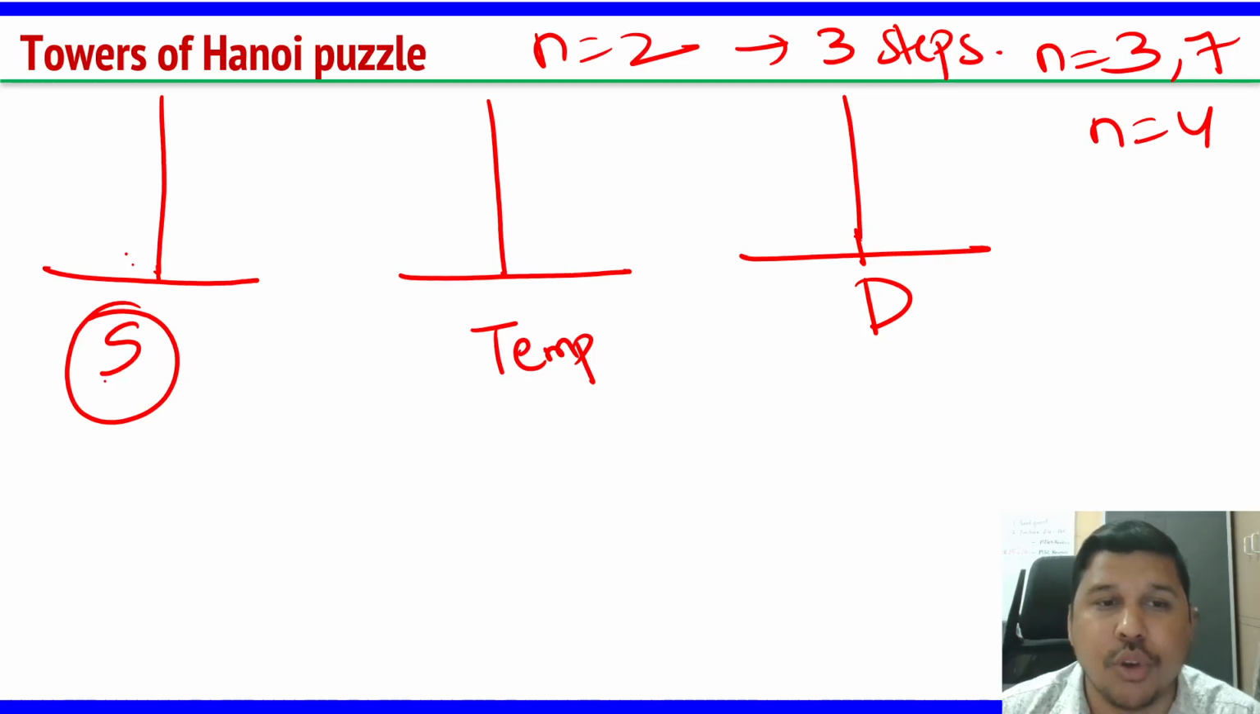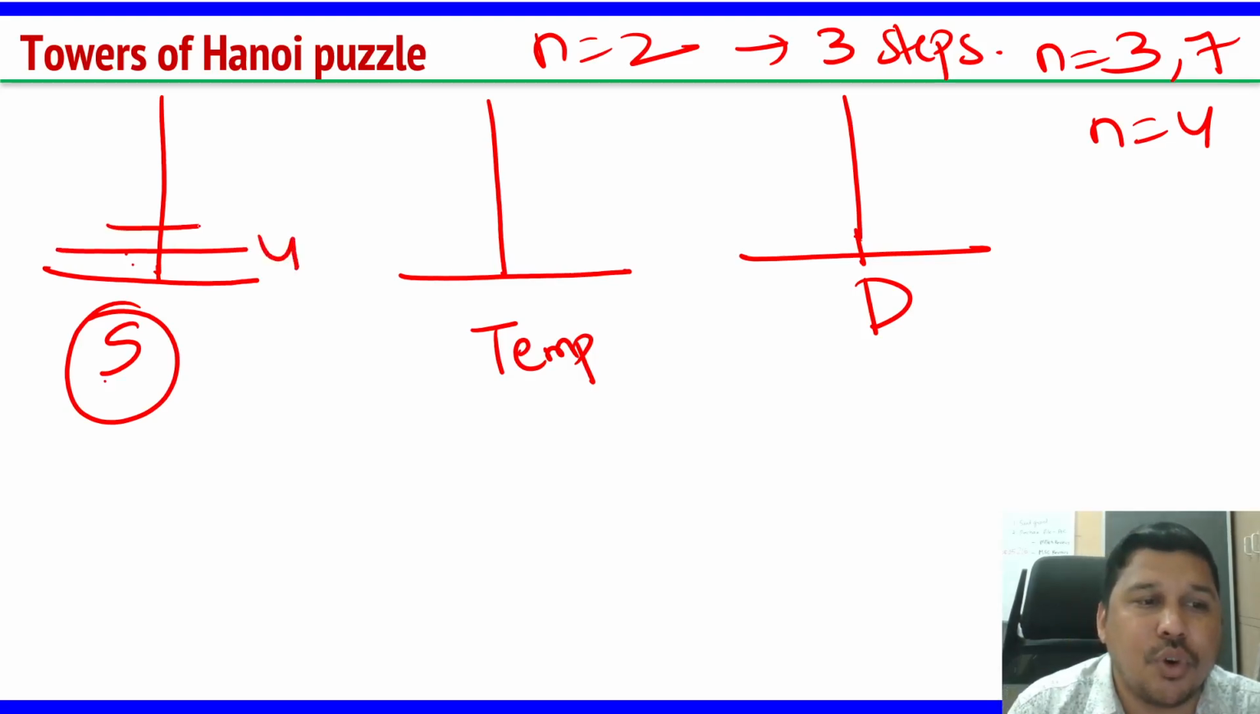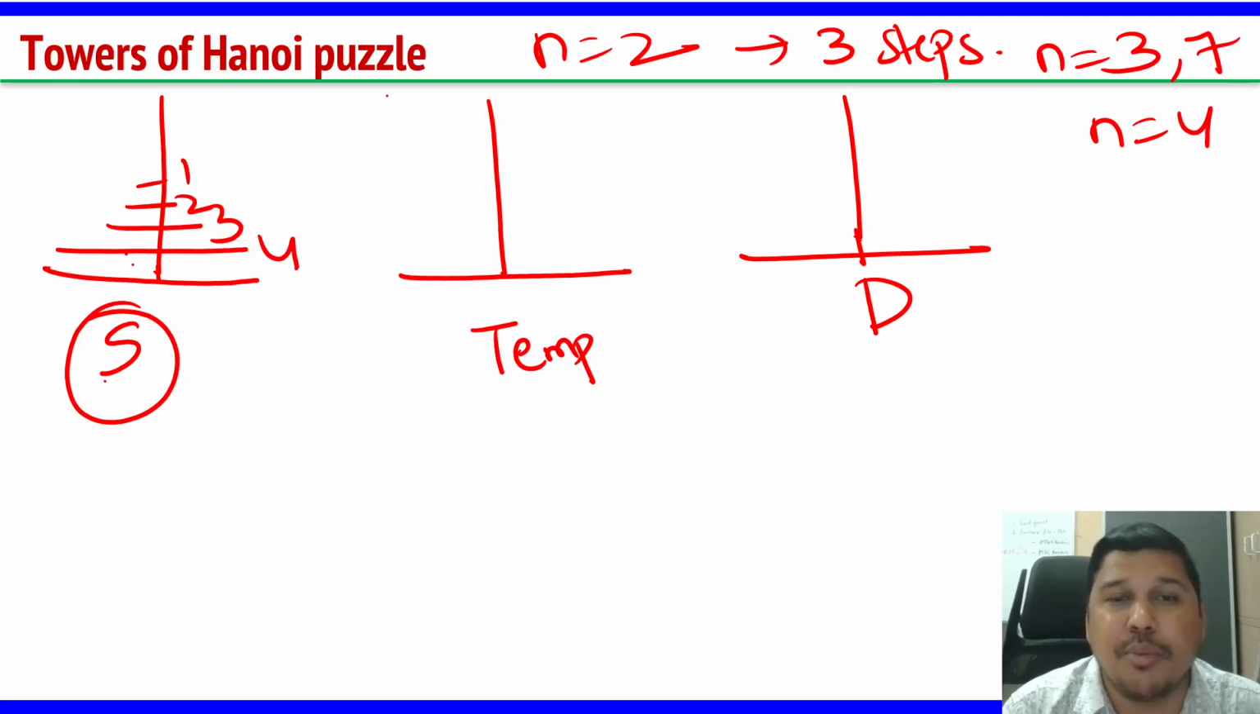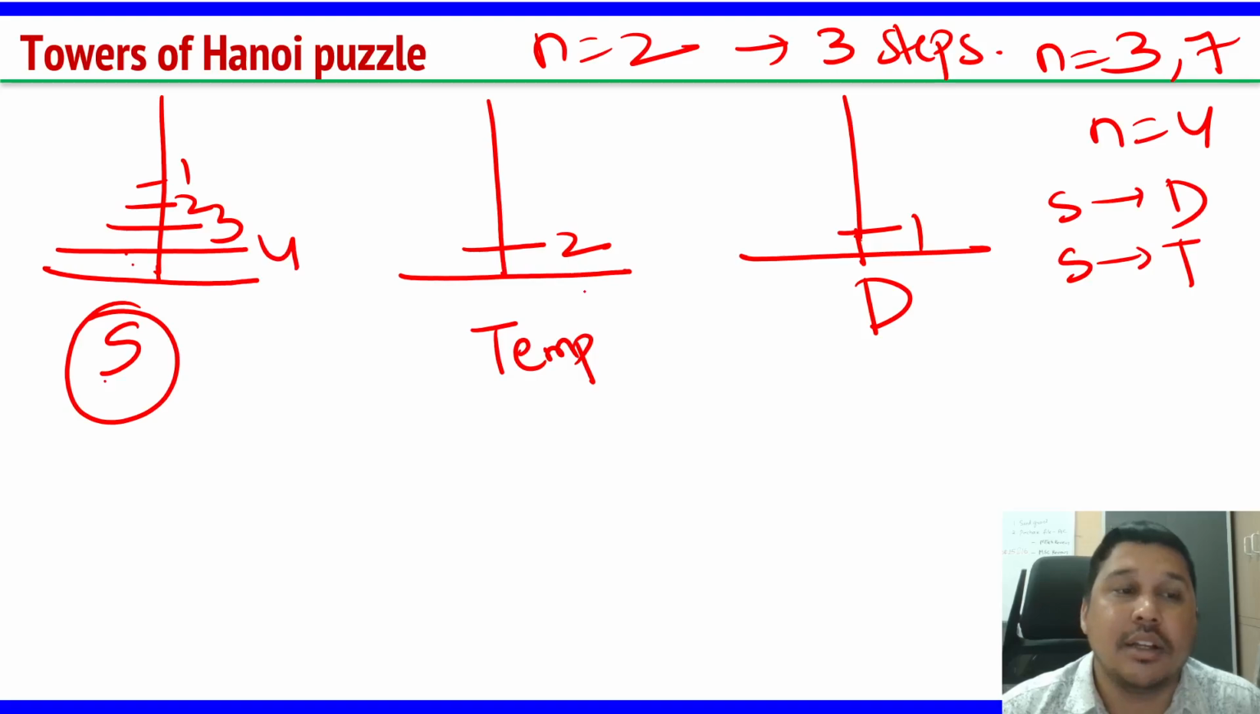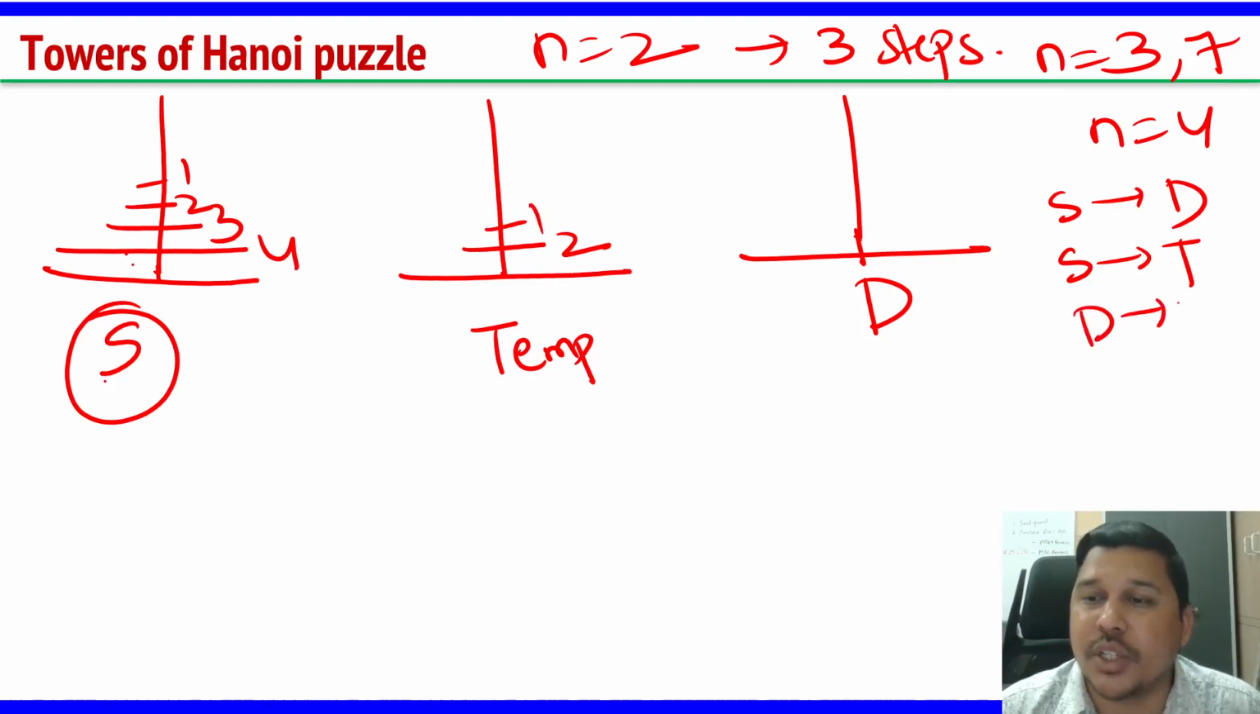Let us analyze the solution. If the n value is 4, you have 4 here, then 3, then 2 and then 1. First, obviously I will move 1 here, then 2 will come here. So from source to the destination first, then source to the temporary. Then you will bring this 1 back here, that is from destination to temporary.